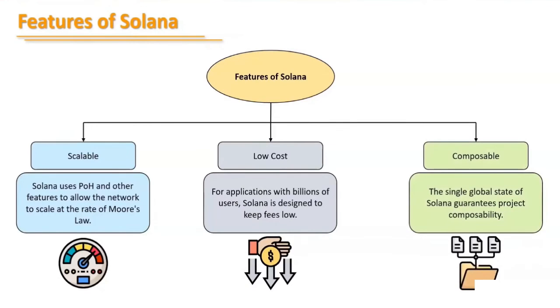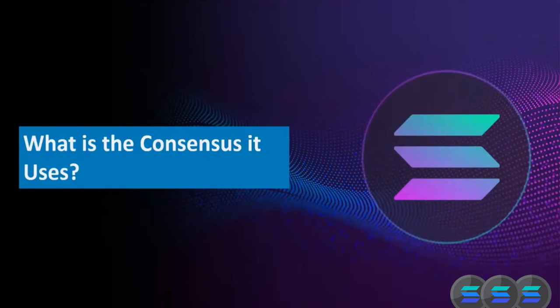Composable. The single global state of Solana guarantees project composability. Multiple shards and layer 2 systems should never be dealt with. So we have heard a lot of references to proof of history. But what exactly is it? That we will discuss within the type of consensus method Solana uses.